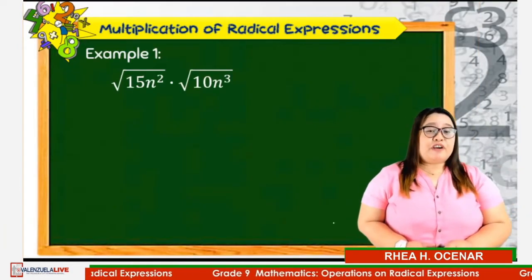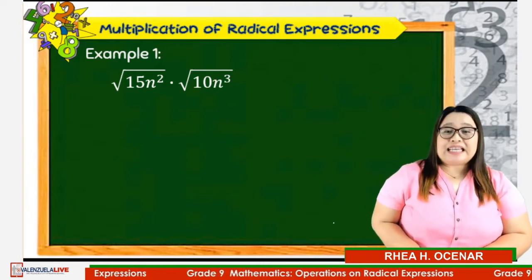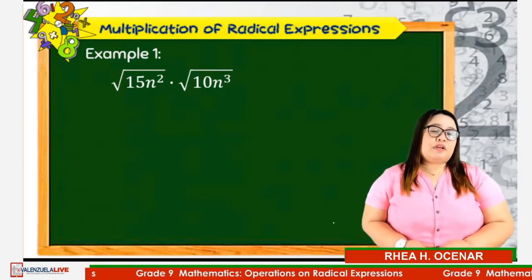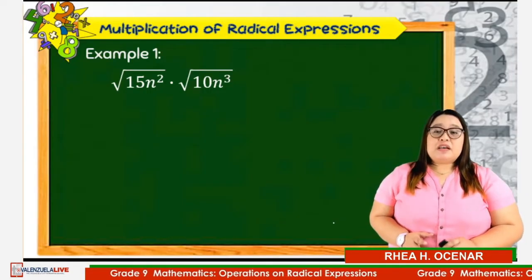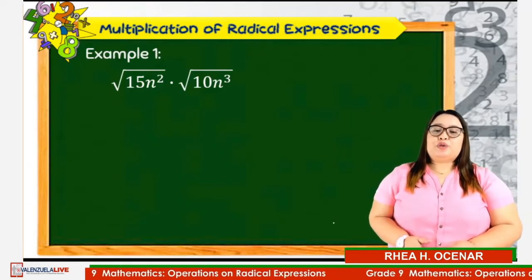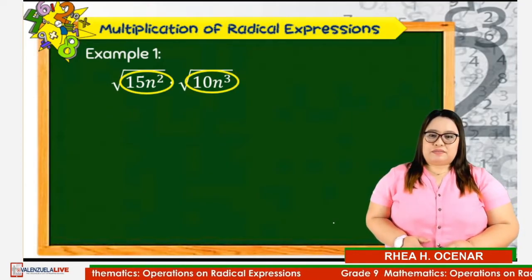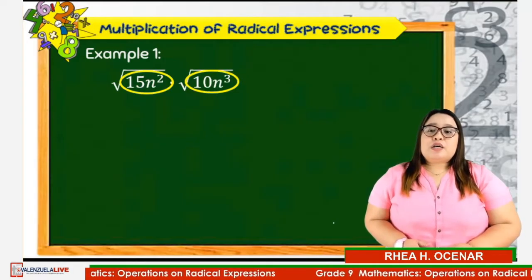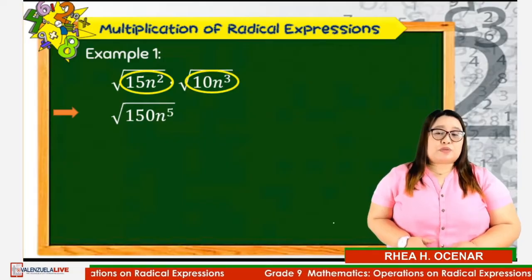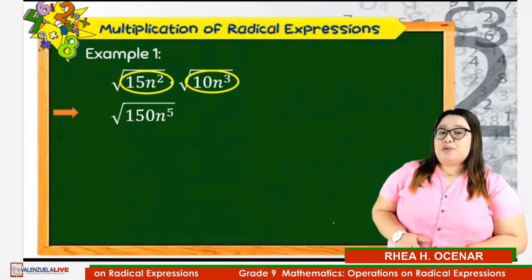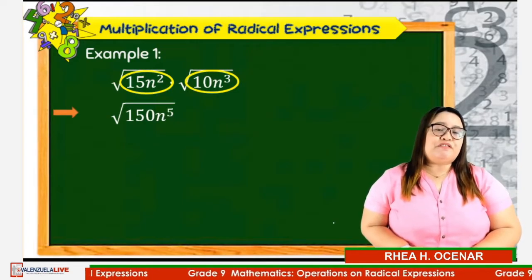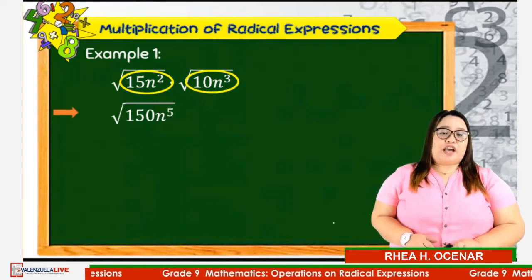Square root of 15 n squared times square root of 10 n cubed. They have the same indices, so we simply multiply the 2 radicals. Square root of 15 n squared times square root of 10 n cubed is equal to square root of 150 n raised to 5.